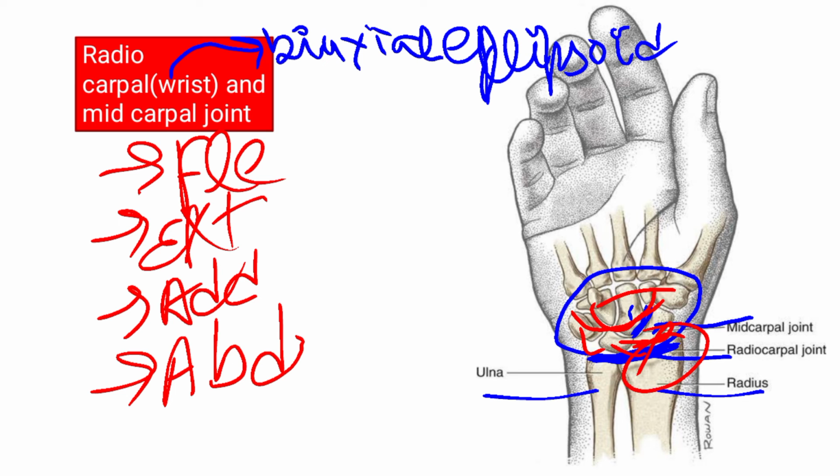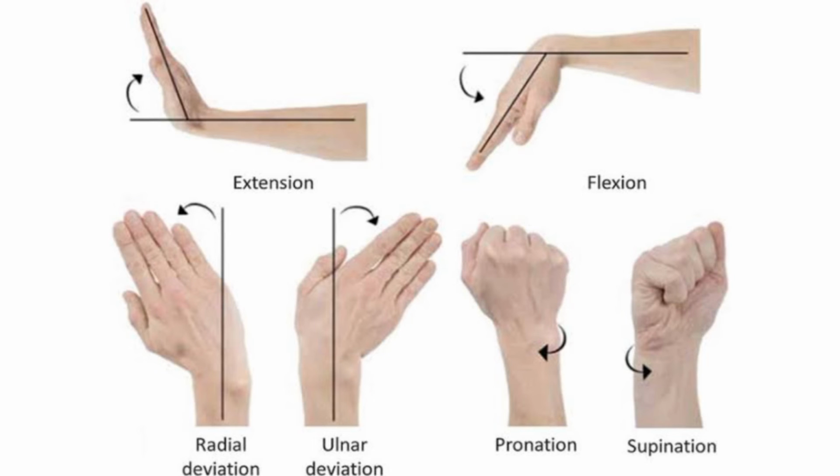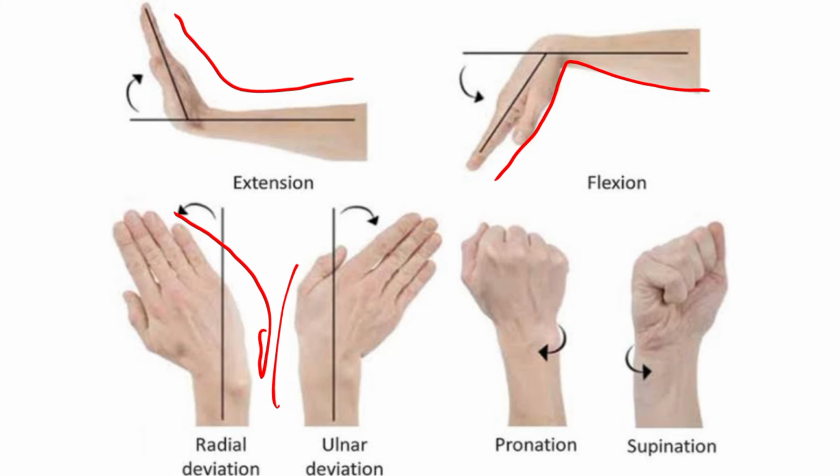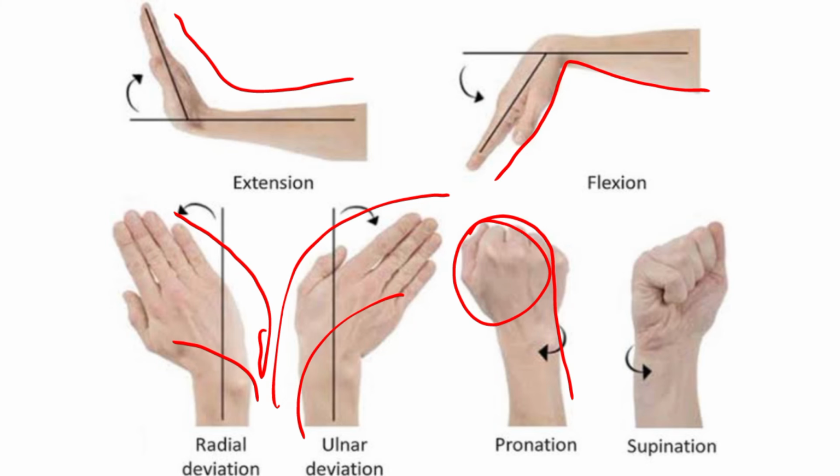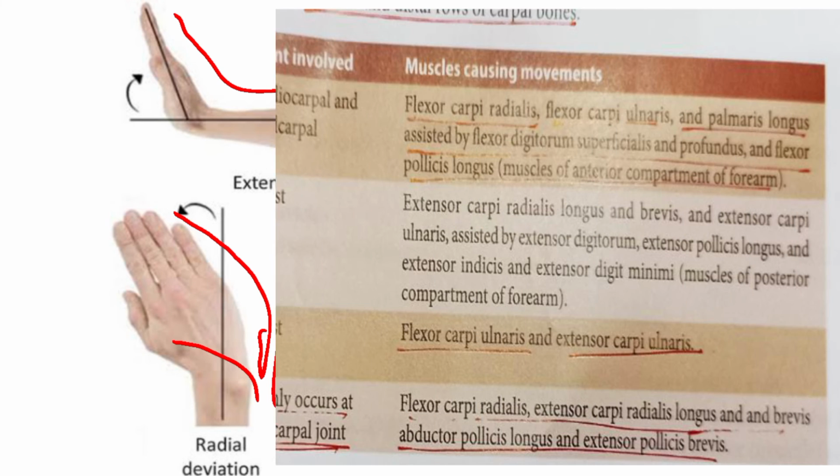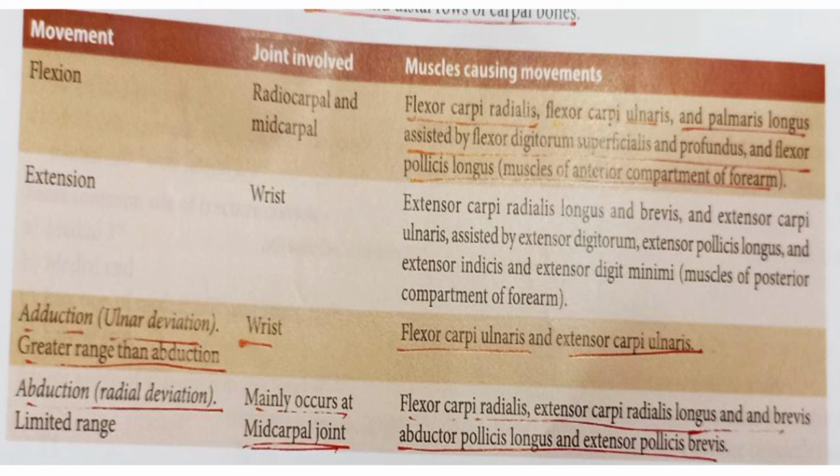Let's see the movements. This is how extension happens. This movement is known as flexion. When this movement happens, it is known as extension, but when to this side it is radial deviation, and when to this side it is ulnar deviation. And when we do this type of movement, this is pronation and this is supination.